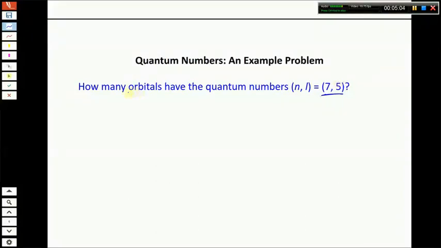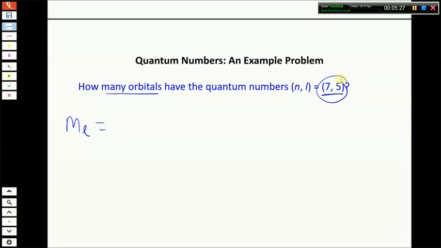Now we have to answer the question, how many orbitals? And so remember that what we're doing here is counting the allowed values of m sub L. Each triple of numbers, n, L, and m sub L, will define an individual orbital. So if we know how many individual values of m sub L are allowed for these two n and L values, then we can count the number of orbitals. So that's one way to go about this.